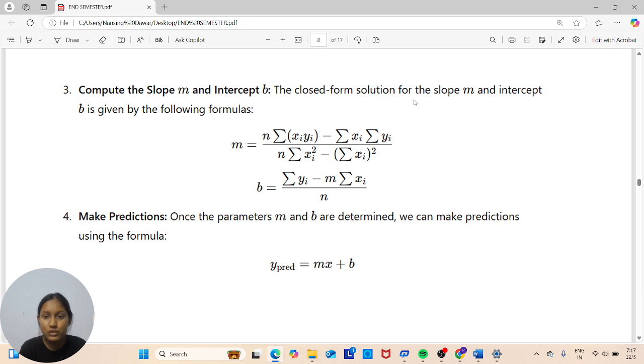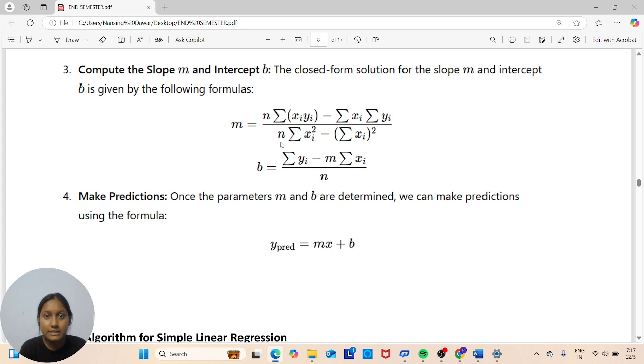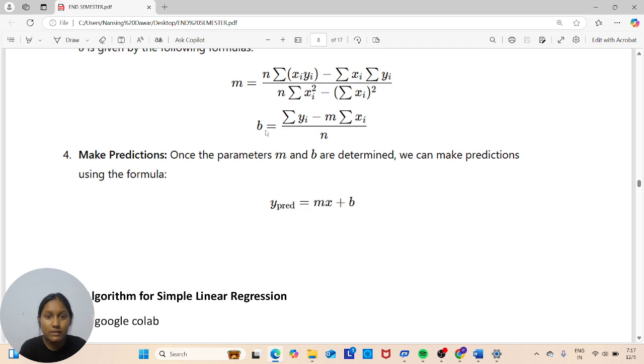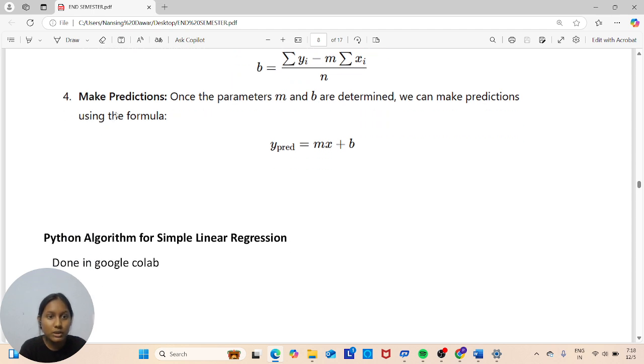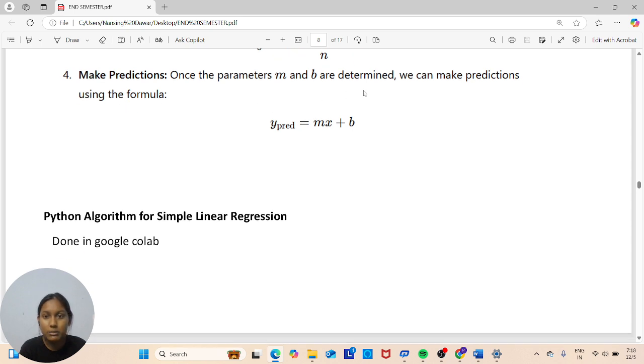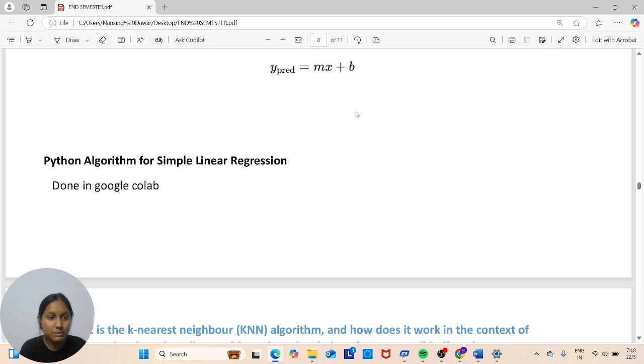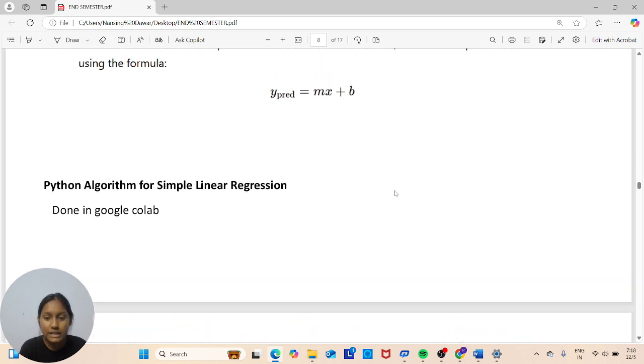Third step is compute the slope m and intercept b. The closed form solution for the slope m and intercept b is given by the formula m equal to n summation xi yi minus summation xi into summation yi upon n summation xi square minus (summation xi) whole square. Then we have b equal to (summation yi minus m summation xi) upon n. Step 4 is to make predictions. Once the parameters m and b are determined, we can make prediction using the formula y pred equal to mx plus b. Now we will see its algorithm.